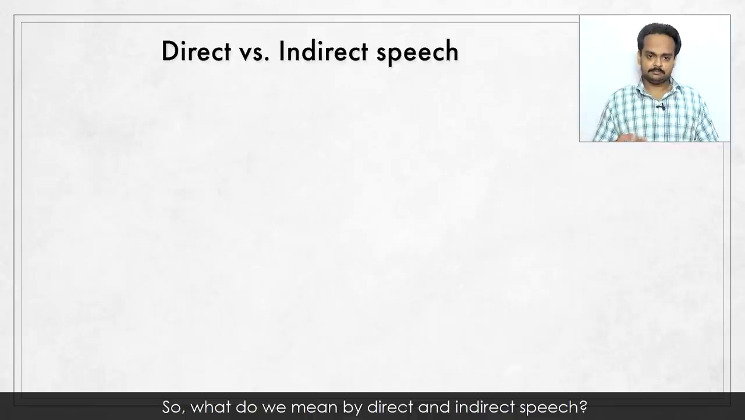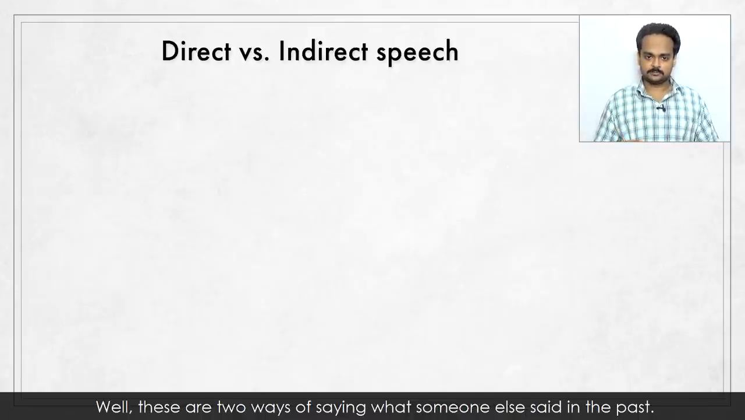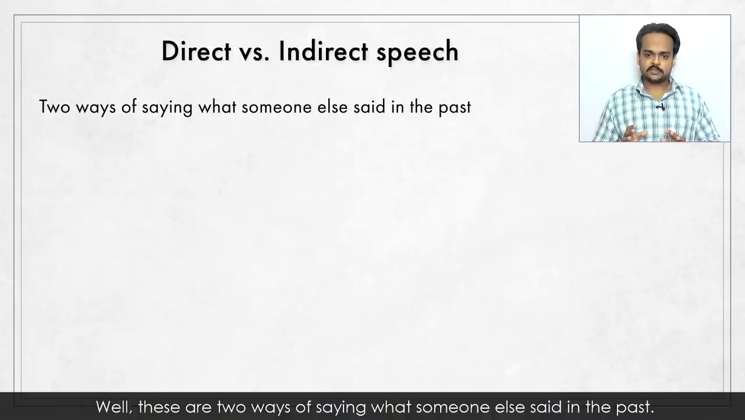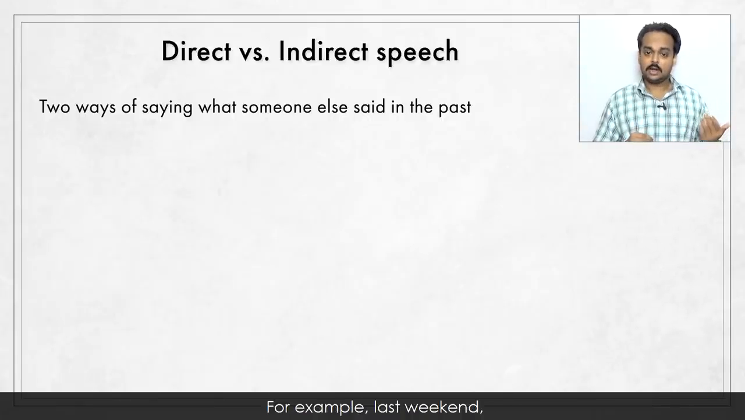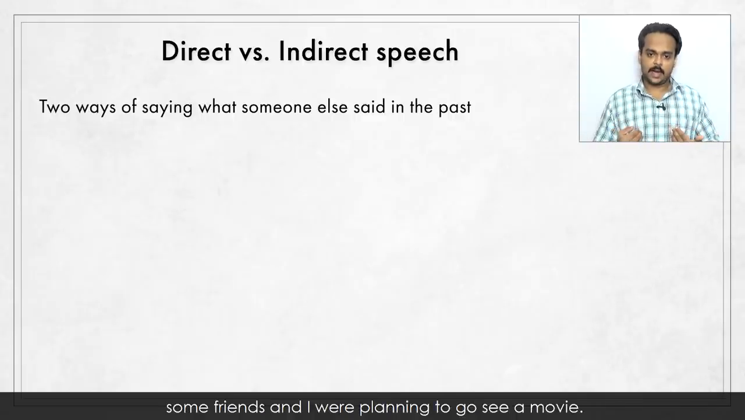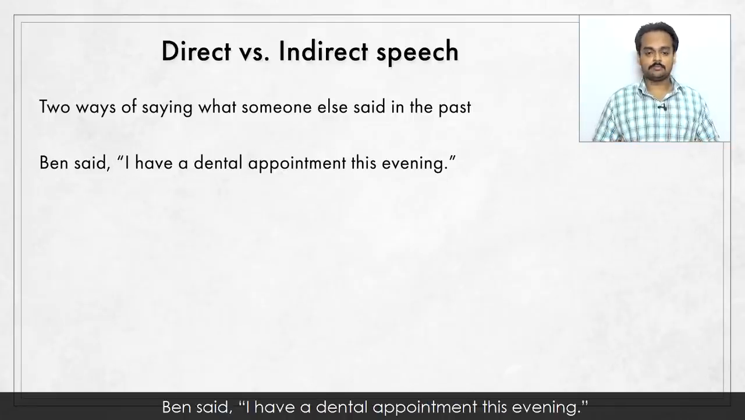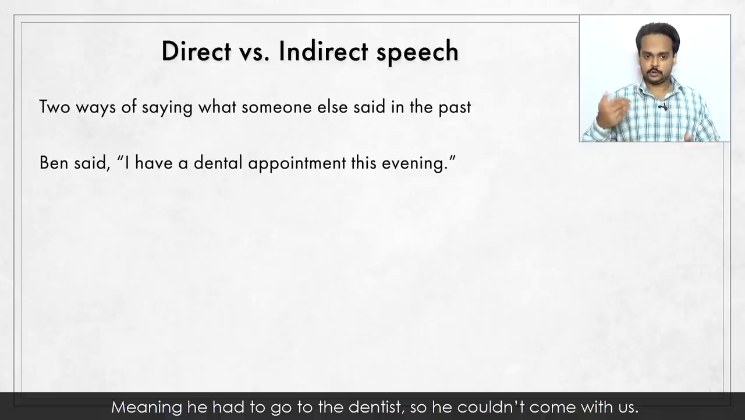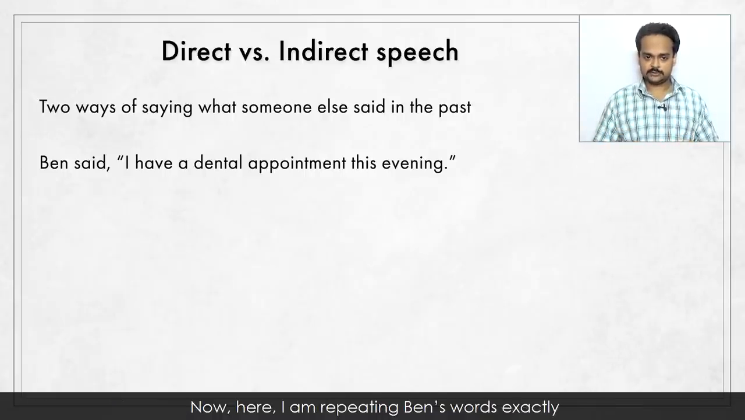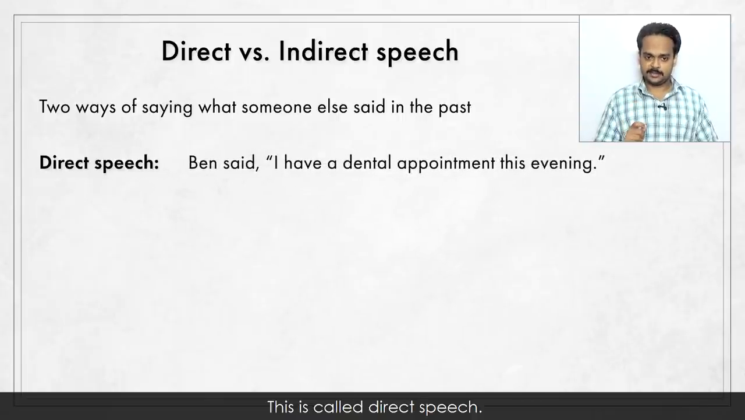So what do we mean by direct and indirect speech? Well, these are two ways of saying what someone else said in the past. For example, last weekend, some friends and I were planning to go see a movie, but one friend, Ben, couldn't join us. Ben said, "I have a dental appointment this evening," meaning he had to go to the dentist, so he couldn't come with us. Now here, I'm repeating Ben's words exactly or directly without making any changes. This is called direct speech.